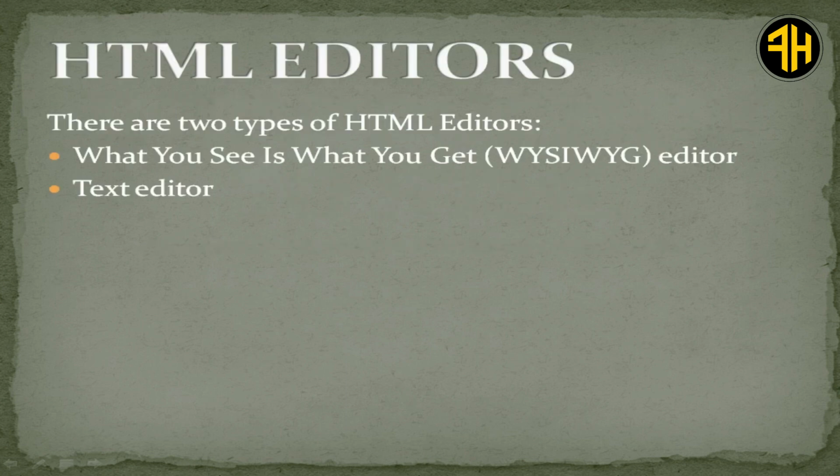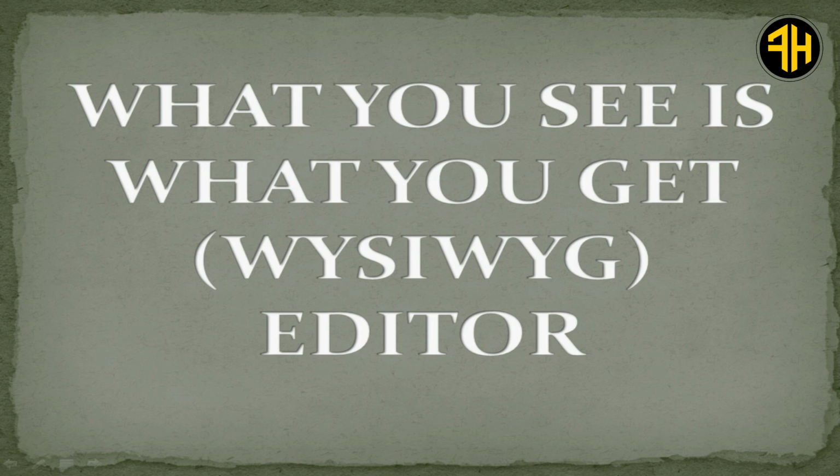HTML editors. There are two types of HTML editors: What You See Is What You Get editor and text editor. What You See Is What You Get editor allows you to create web pages without knowing how to write HTML. They have graphical interfaces and tools to develop web pages, and they allow you to insert images, tables, lists, hyperlinks, etc. The two main advantages of What You See Is What You Get editor are: websites can be created quickly, and knowledge of HTML tags or commands is not required.